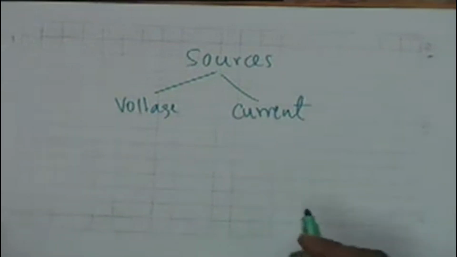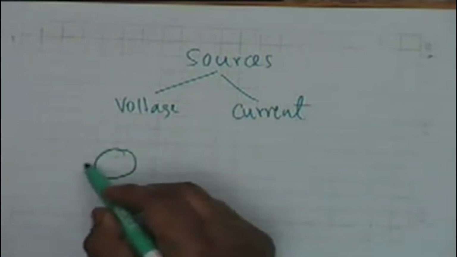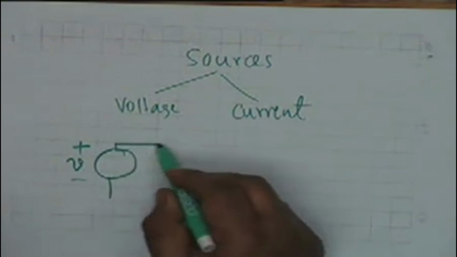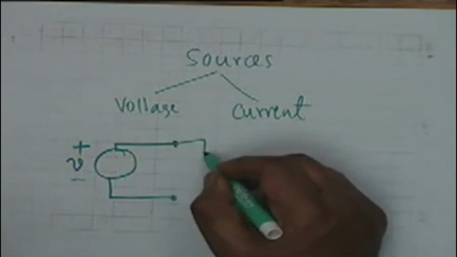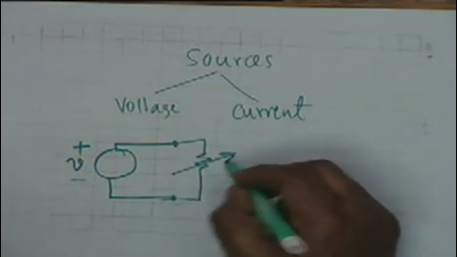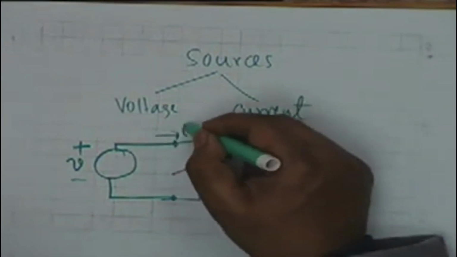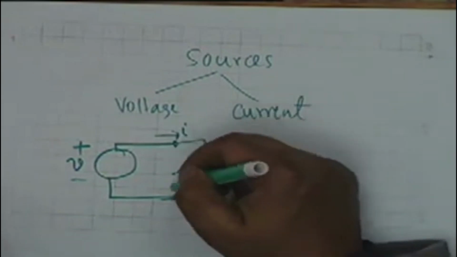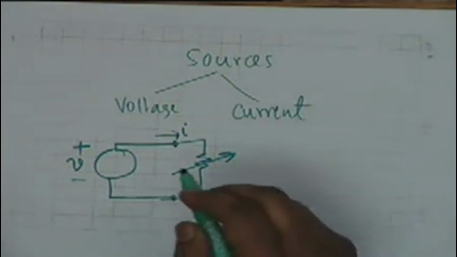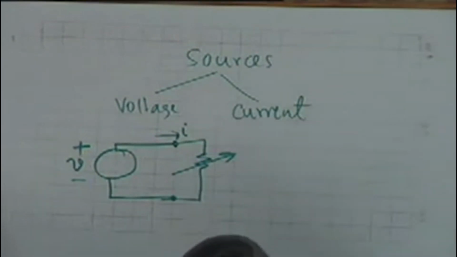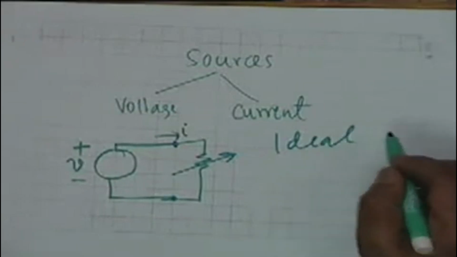Now note these definitions carefully. A voltage source is a generator which maintains its terminal voltage constant irrespective of what you connect across its terminals. Even if the load changes, what changes is the current, but the voltage across the terminals remains V irrespective of the load. Therefore this is called a voltage source, or sometimes an ideal voltage source.